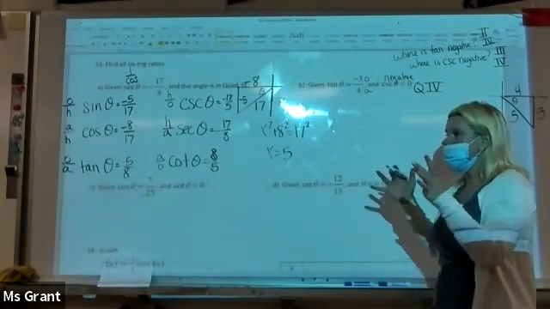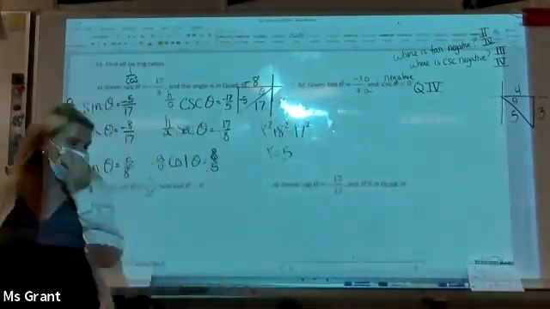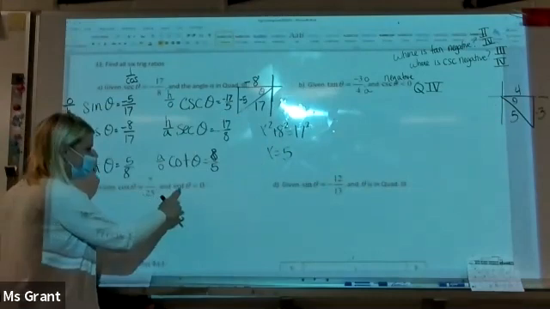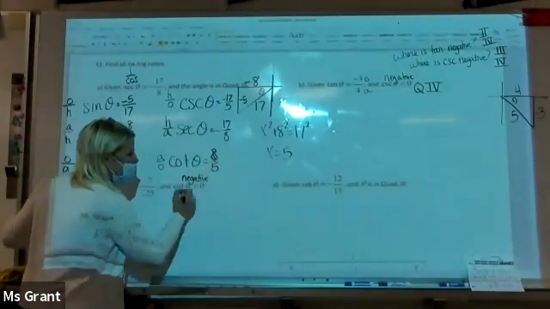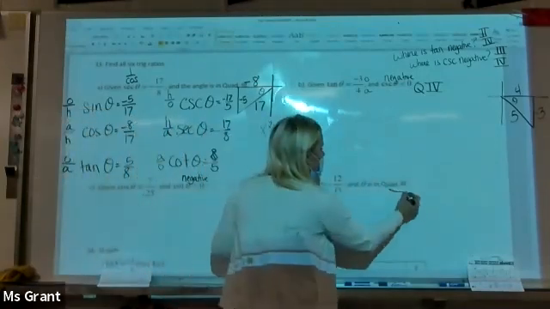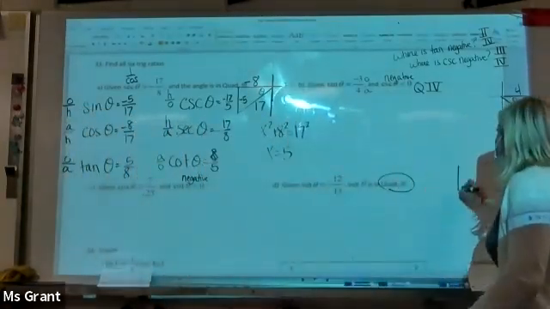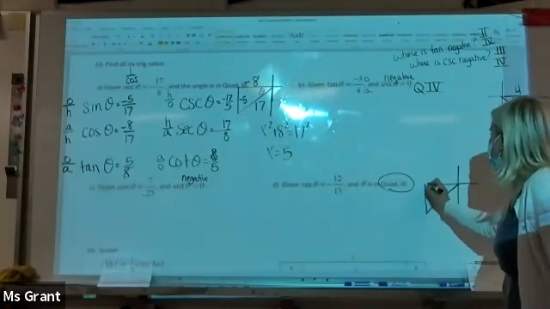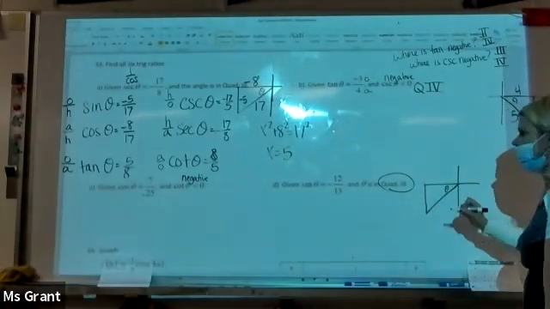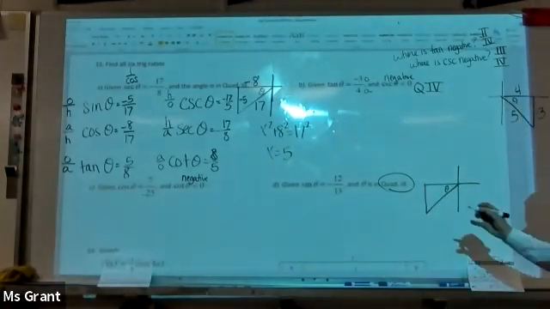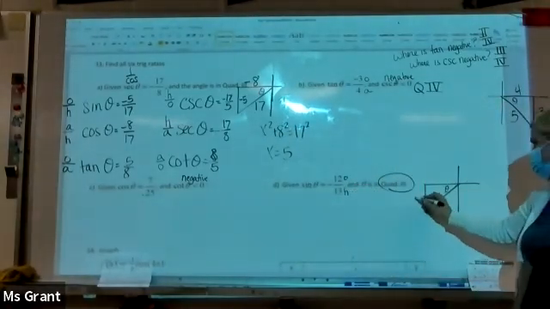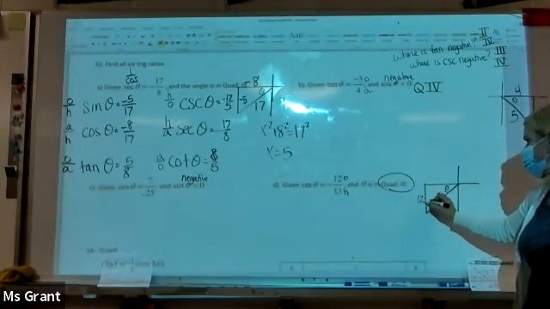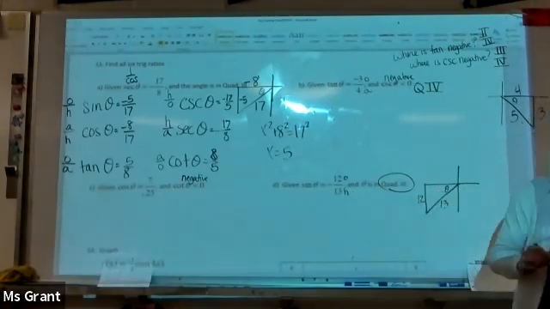Okay, same thing would happen here. Cosine is going to be positive, but then cotangent is negative. So you have to figure out where that's going to be. And this one, it tells you, quadrant 3. So I'm literally drawing my triangle. Sine, opposite over hypotenuse.